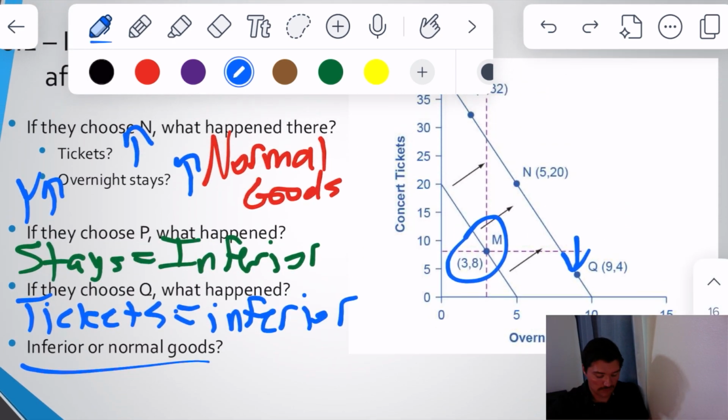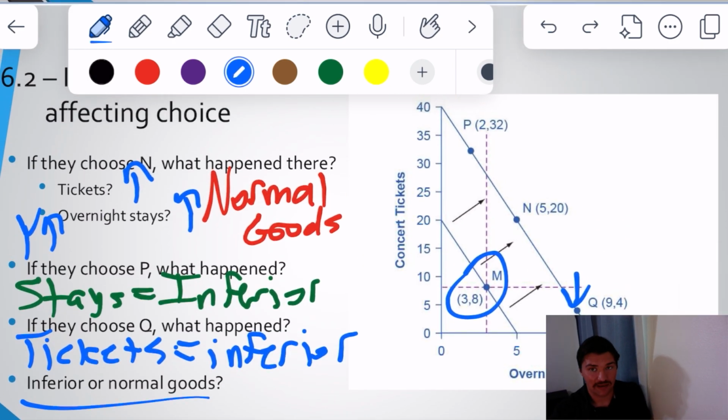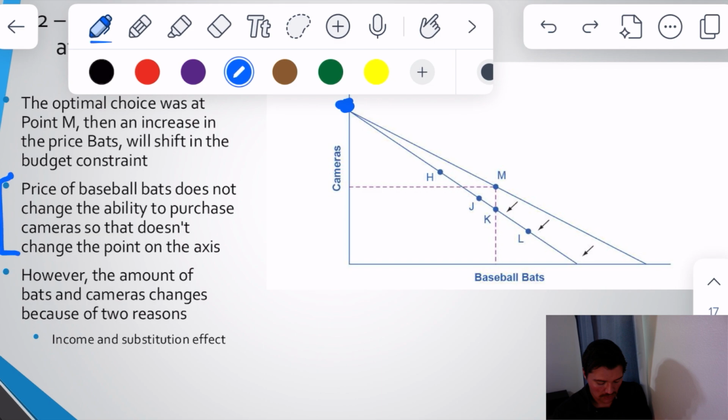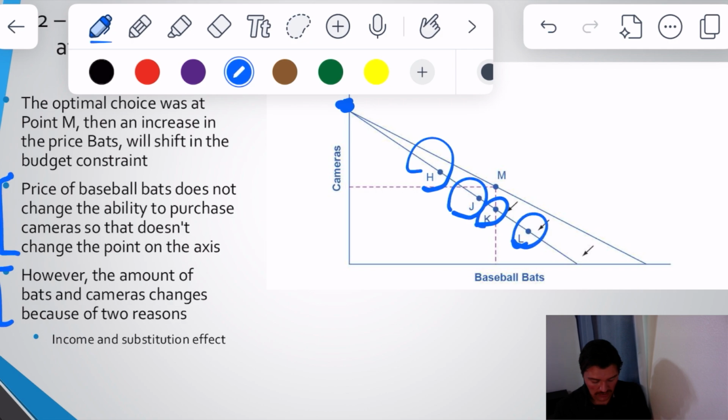Notice it doesn't move it for both goods like the income does, but price does affect how many bats you are going to buy. However, the amount of baseball bats and cameras could change for two reasons. So now we have H, J, K, and L as possible choices for cameras and bats. Related to point M, what does H, J, K, and L say about these two goods?